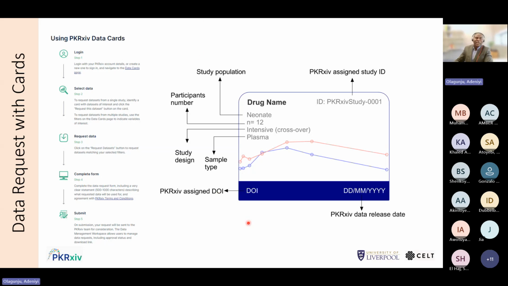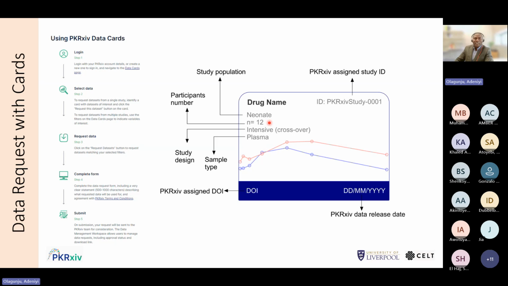If you've been on the website or you saw the home page when I opened it a few minutes ago, you notice this is how the data card looks. Right at the top there, you find the drug name. And then on the right, you see the study ID. This is the PKRxiv study ID assigned for the study. Under the drug name, you see the study population. In this particular illustration it is neonate. So it means the participants in this study were neonates.